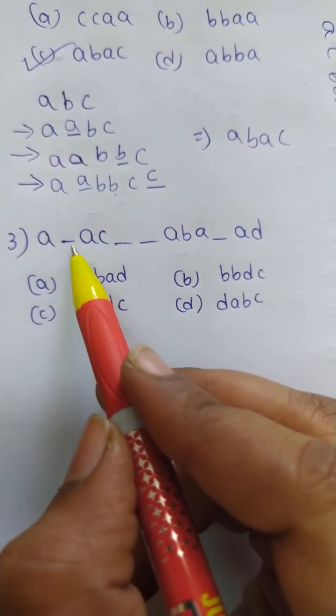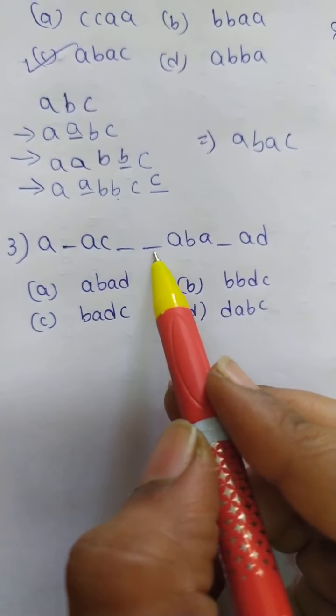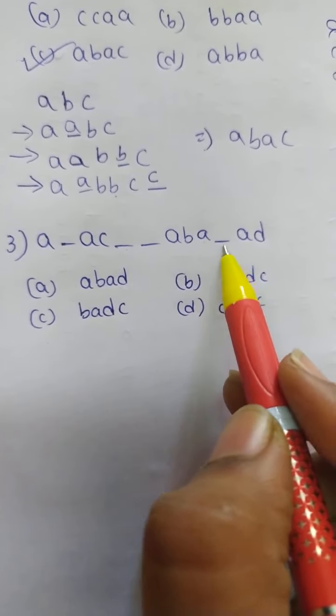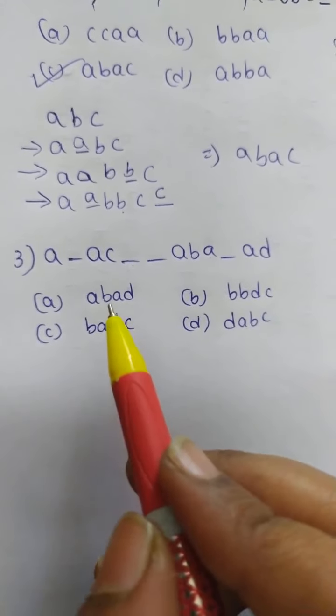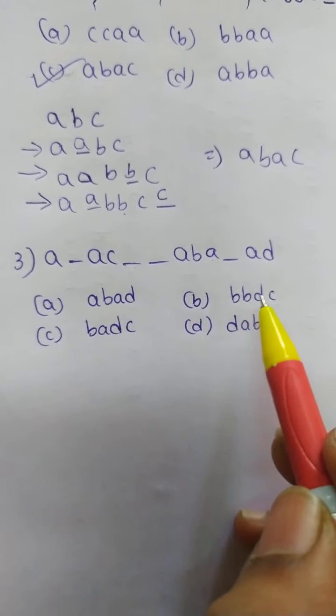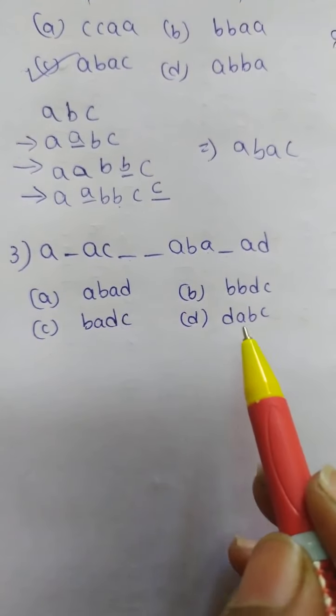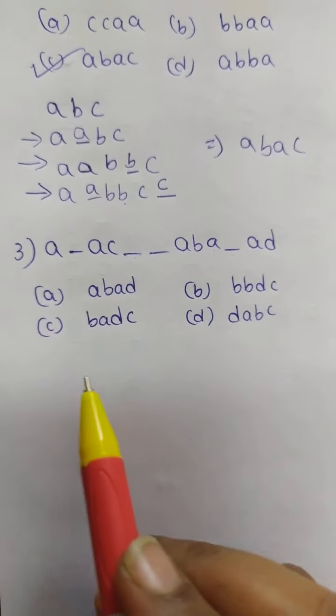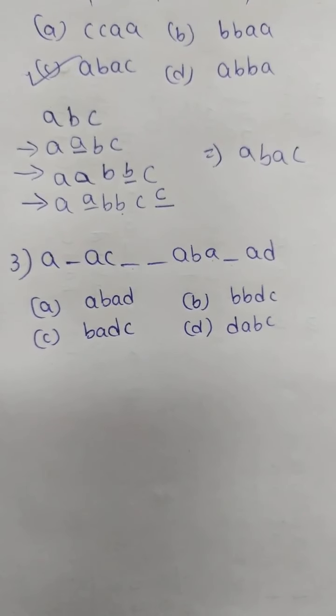Here we have one more series. Letters are A dash A C dash dash A B A dash A D. Options are ABAD, BBDC, BADC, DABC. Let's solve this and answer it in the comments.